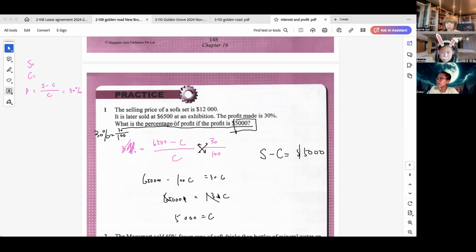So how do we calculate the percentage of profit? The percentage of profit equals what? Equals the profit, which is selling price minus cost divided by cost, right? So what is the selling price minus cost? Equals 5,000. And what is the cost? Also 5,000. So what is the answer? Equals 1. 1 equals what is the percentage, Zoe? 100%.